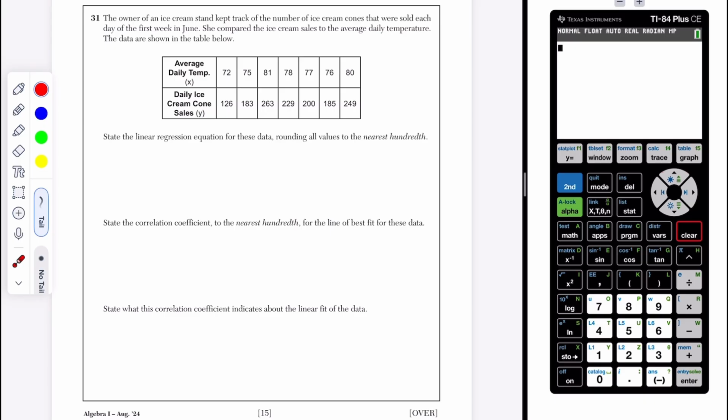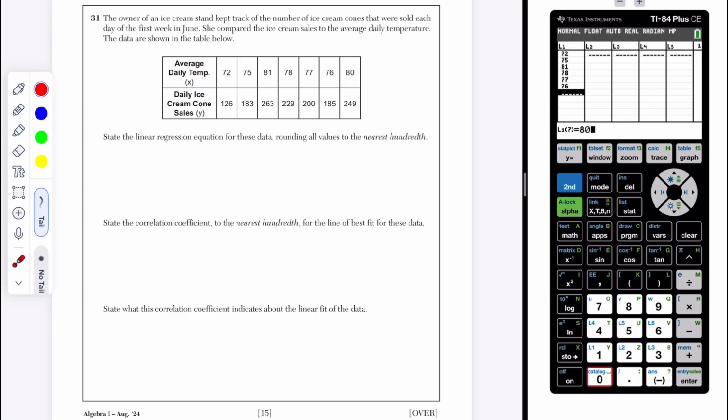Now you're going to hit stat, and we want to go to 1 edit, and we're going to list those numbers. So we have our X values for temperature. So 72, 75, 81, 78, 77, 76, and 80. So I have 7 values. Let me just triple check. 1, 2, 3, 4, 5, 6, 7.